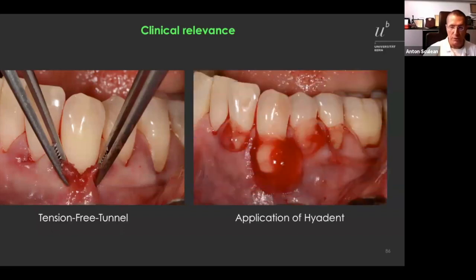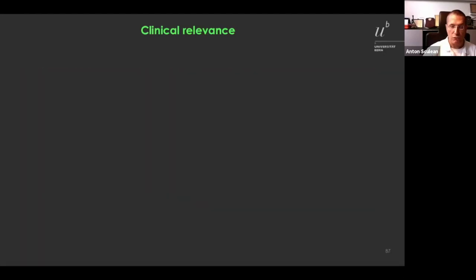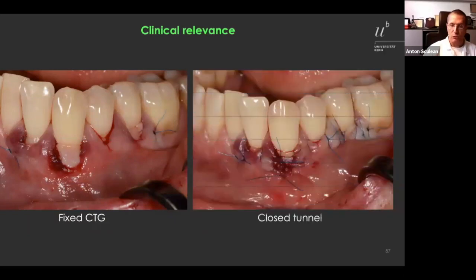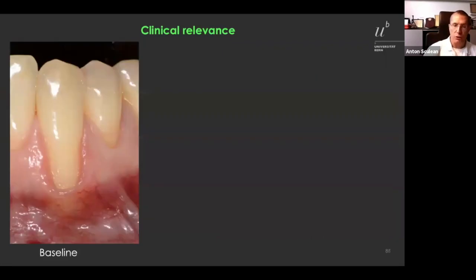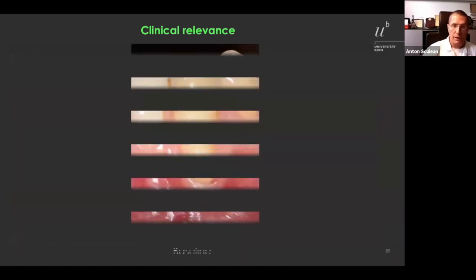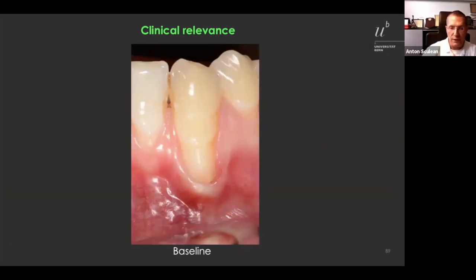Again, the placement of the hyaluronic acid, stabilization of the blood clot, application of the graft, and the suture. We can leave the coronal portion a little bit exposed, doesn't matter, but it has to be stable. And this is a complete regeneration of the soft tissue. Please observe 100% coverage, and we have no scar tissue formation. It looks very natural.